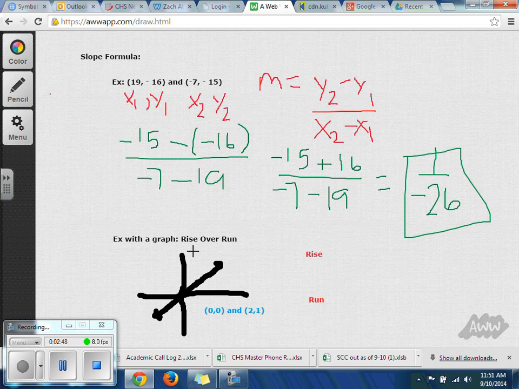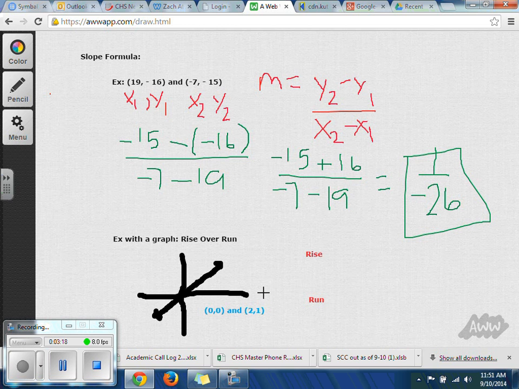Next, here is an example of a graph. I know this graph isn't really drawn very well, so I wanted you to know that there are 2 points on here, 0, 0 and 2, 1. That's what I drew my line through. On a prettier graph, you would be able to look at the grid and tell where those points are. And again, because you have these 2 points, you could go through this whole process here of getting the answer.